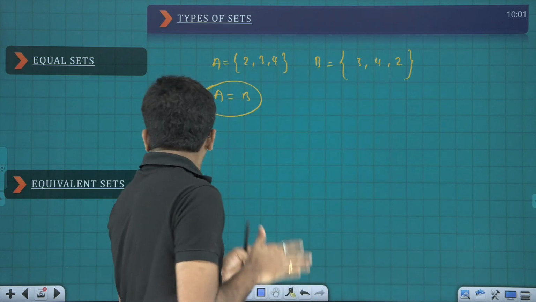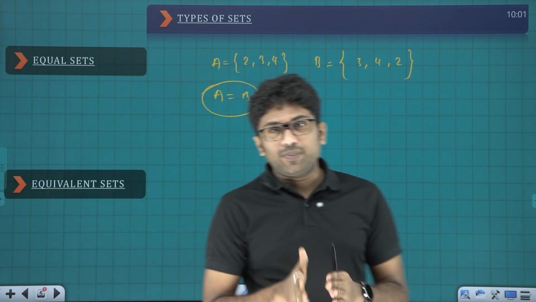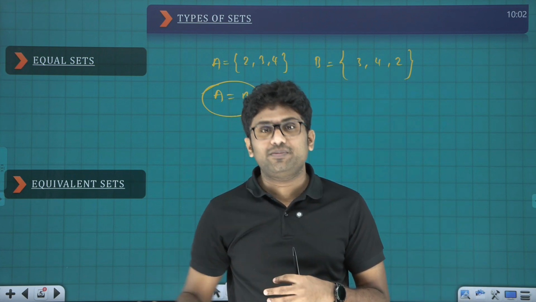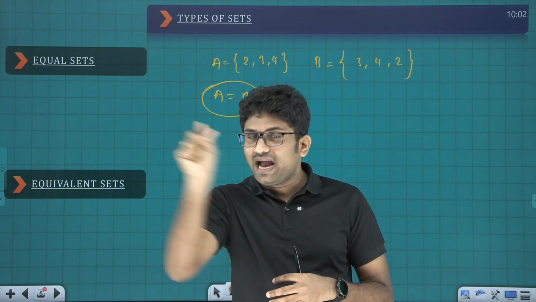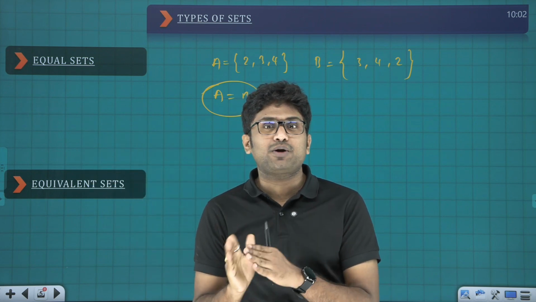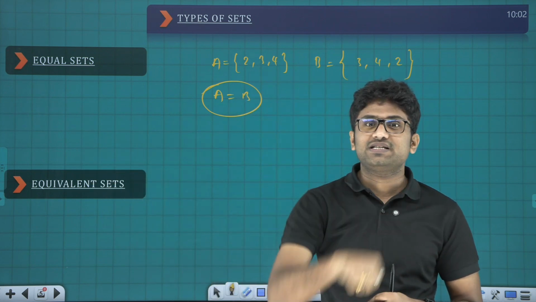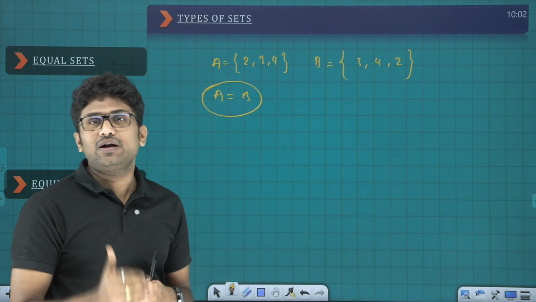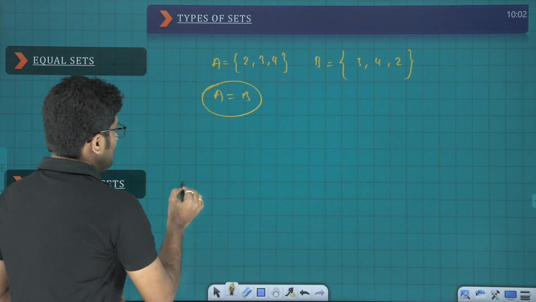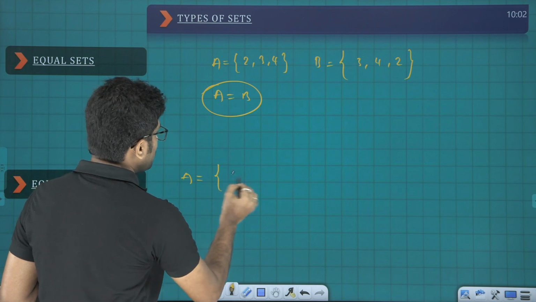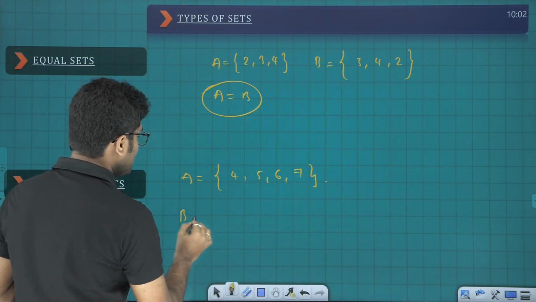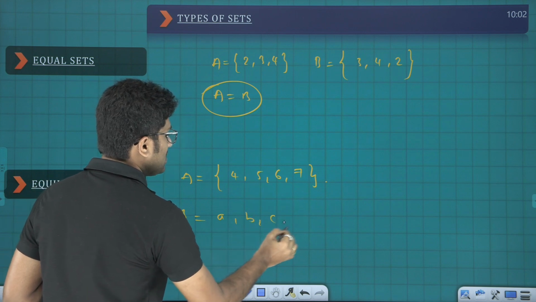Next, equivalent sets. Equivalent sets means it's not about the same elements. It's only the same number of elements. If capital A and capital B have the same number of elements, suppose 4 elements in set A, 4 elements in set B, then we call such two sets equivalent sets. Say set A is equal to {4, 5, 6, 7}. Set B is equal to {a, b, c, d}.